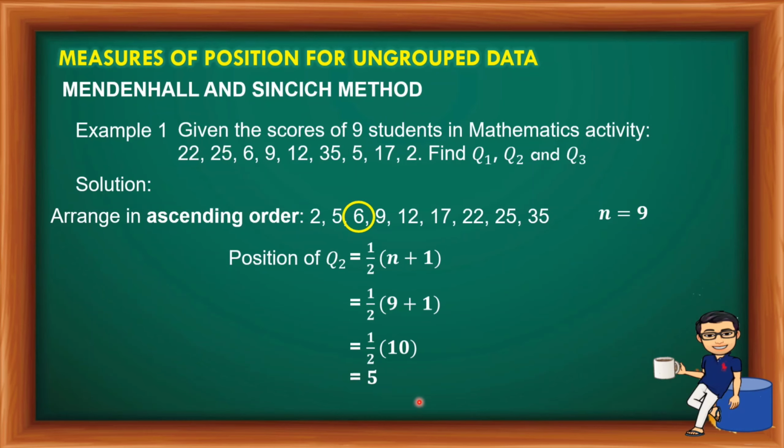So, eksakto. Ibig sabihin, hahanapin natin yung pang-5. 1, 2, 3, 4, 5, at 12 ang pang-5 sa position. Hence, yun yung ating quartile 2.